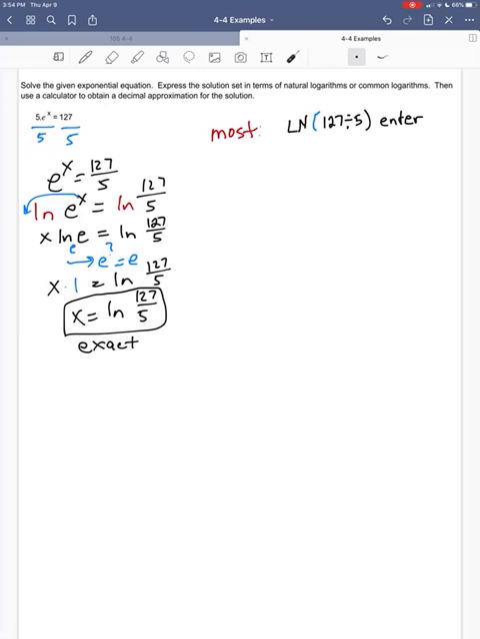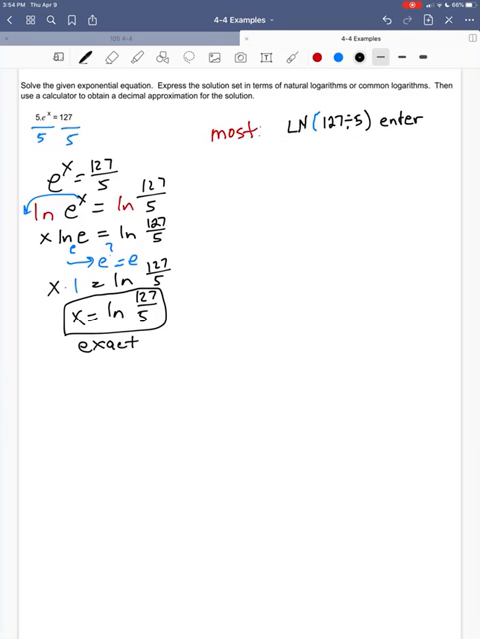Why do I want this? Well, if I didn't have this parentheses here, then the calculator would see natural log of 127 divided by 5, and it would decide to take the natural log of 127 first, and then divide that answer by 5. But that's not what this says. This says I need 127 over 5 first, and then the natural log second. And that's what this does.